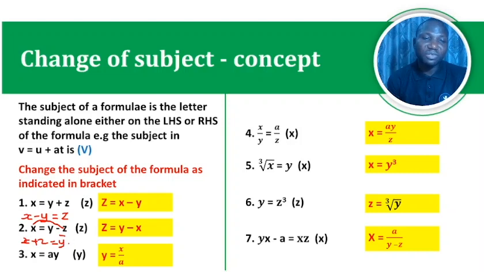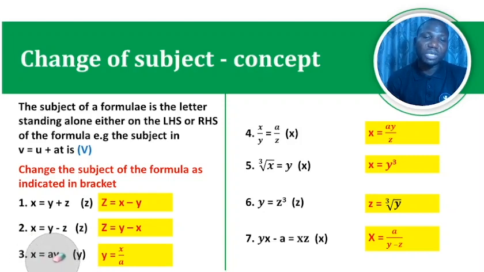So if we move x to the other side, z will now be equal to y minus x. So we have z is equal to y minus x. So that's how we change the subject from x to z. Now look at the third concept.